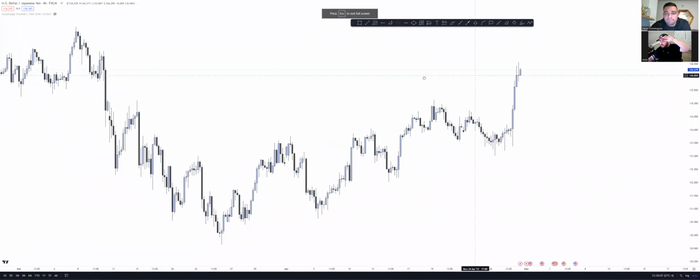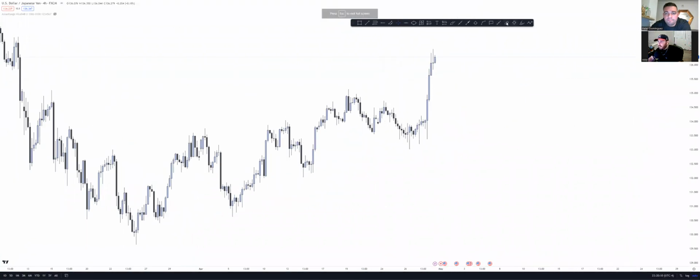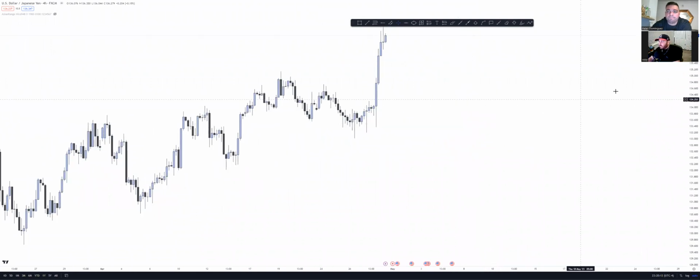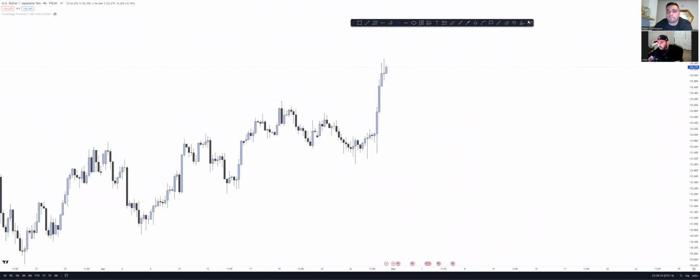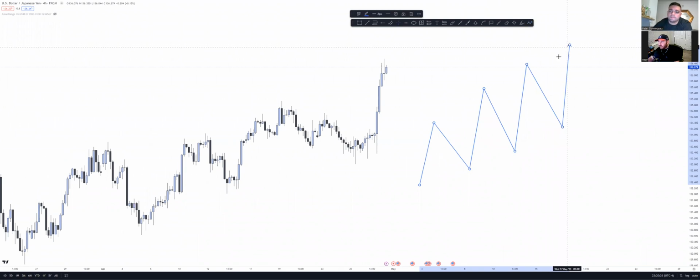So right off the bat, identifying market structure, right? When it comes to market structure, you have two types. You have external, so it's your major swing points. You got your low, you got your high, higher low, higher high, higher low, higher high, higher low, higher high.